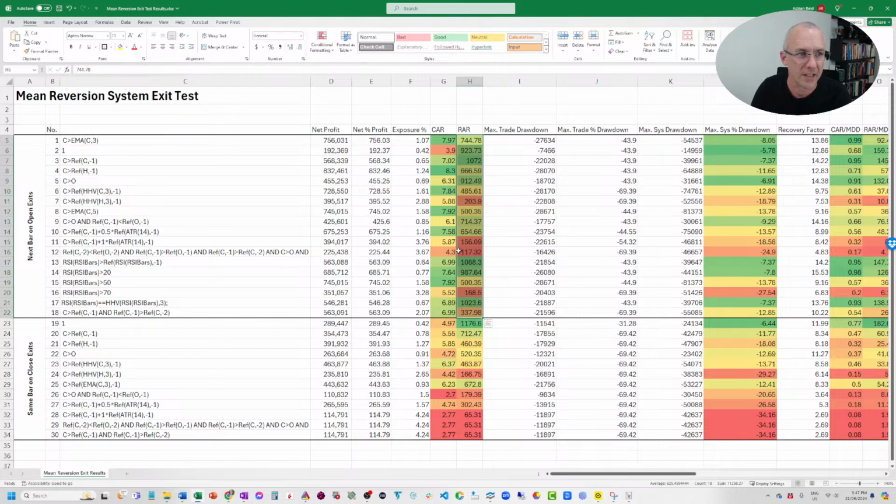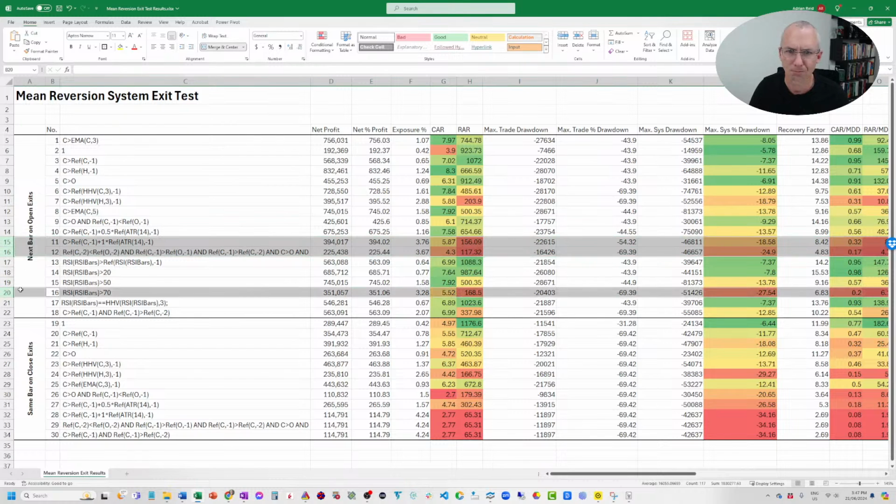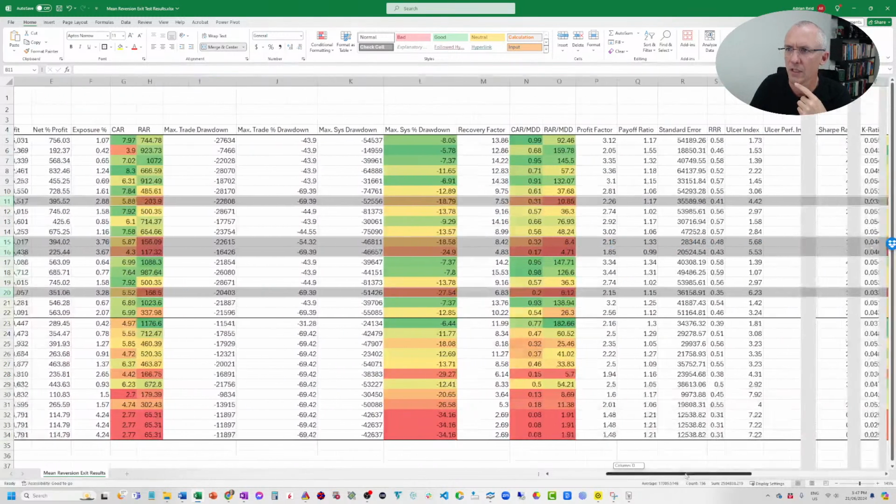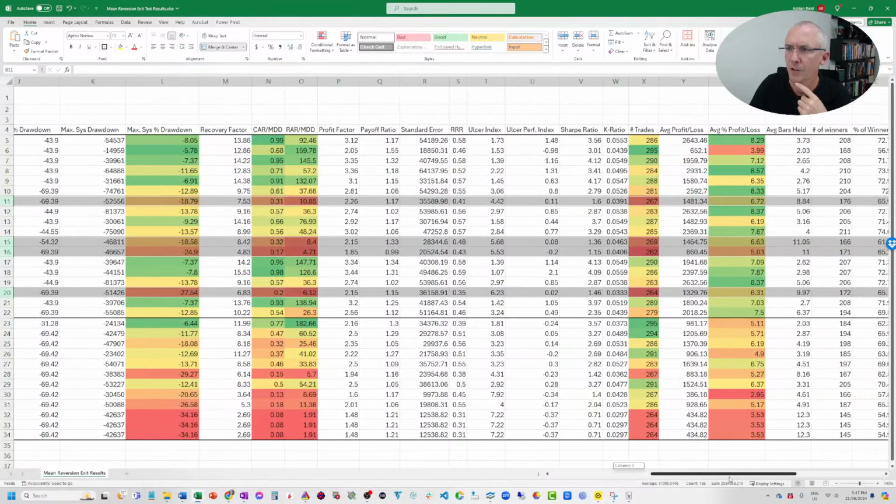Now, there's a couple of exits here that you would definitely not use. And that's, let me just highlight them and I'll explain why. Here we go. So these ones here, the reason I wouldn't use them is because the risk-adjusted return is much lower. And what's happening is I think you'll find that the trade length is a lot longer. So let me just go across here and find average bars held. Yeah, look, we've got average bars held of 8.8 days, 11 days, 11 days, and 9.7 days.